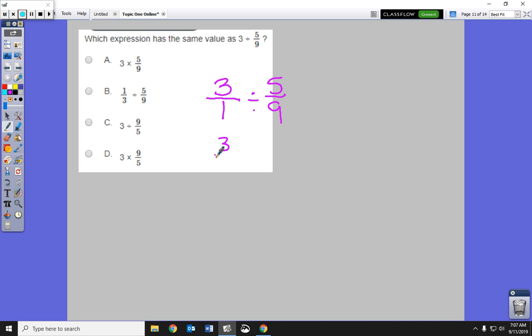So this 3 first, if we will. We want to figure out how many times 5/9 goes in there. Keyword here, times. So we're going to multiply by the reciprocal of 5/9, which is 9/5. And those two expressions are then equivalent. And this is what we're doing right there. Pretty straightforward. All right, next one.